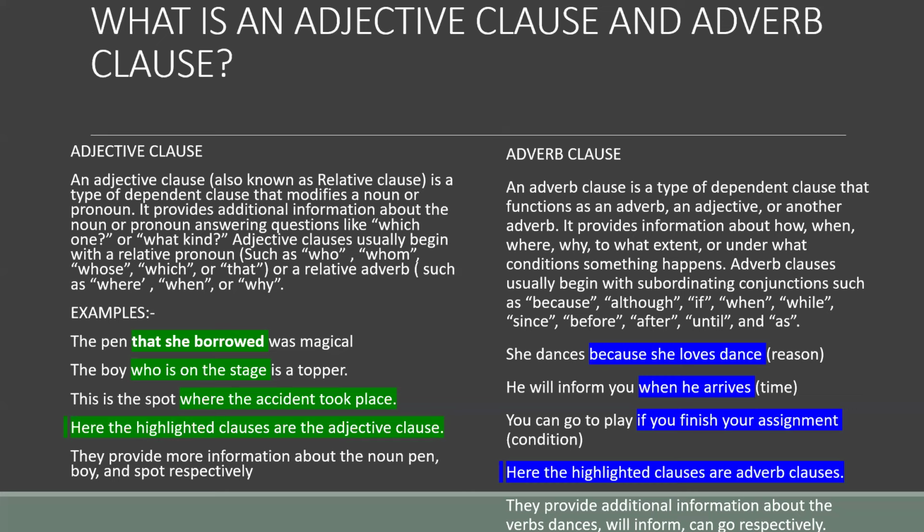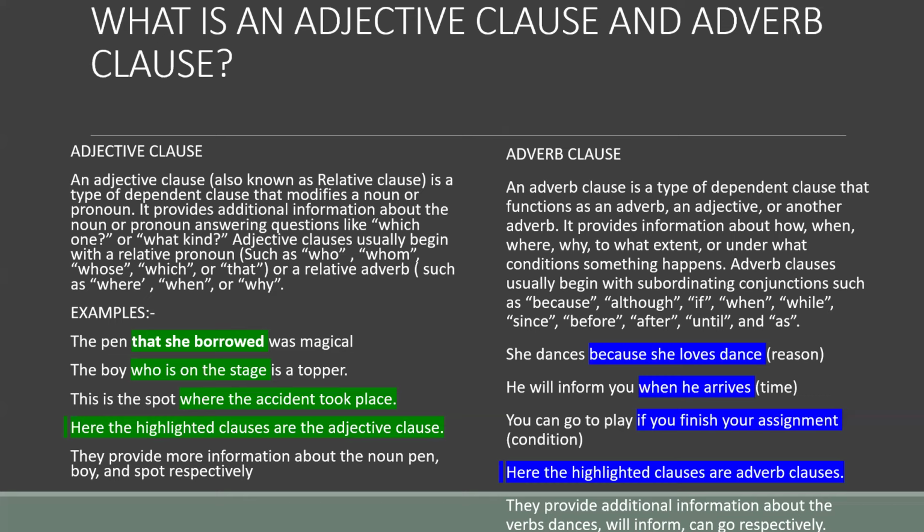What is an adjective clause? An adjective clause, which is also known as a relative clause, is a type of dependent clause, which we have already learned about as subordinate clause, that modifies a noun or a pronoun. It provides additional information about the noun or pronoun, answering questions like which one or what kind. Adjective clauses usually begin with a relative pronoun such as who, whom, whose, which, or that, or a relative adverb such as where, when, or why.